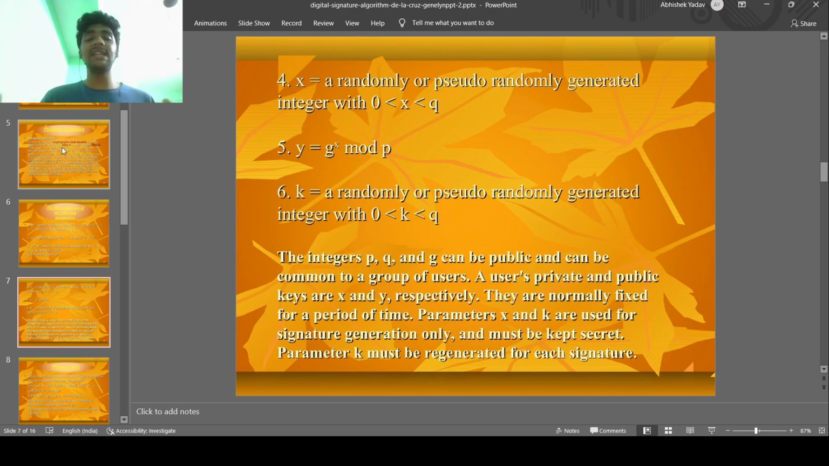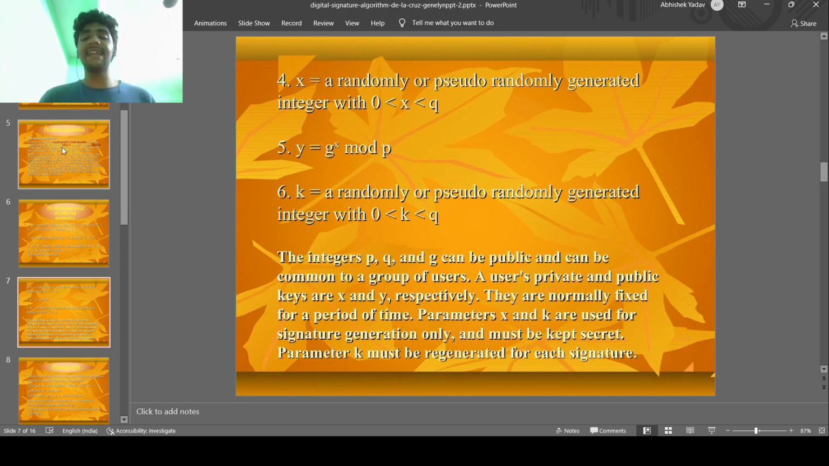So the integers p, q, and g can be public and can be common to a group of users. These are the common parameters that will be shared among the different users. A user's private and public keys are x and y respectively. The private key of a user is x, and the public key of a user is generated from x using g raised to the power x mod p.